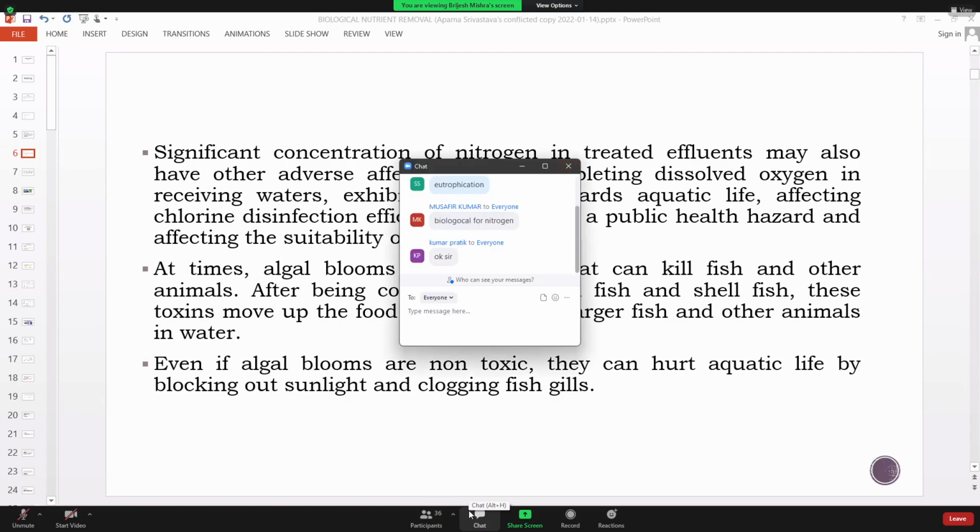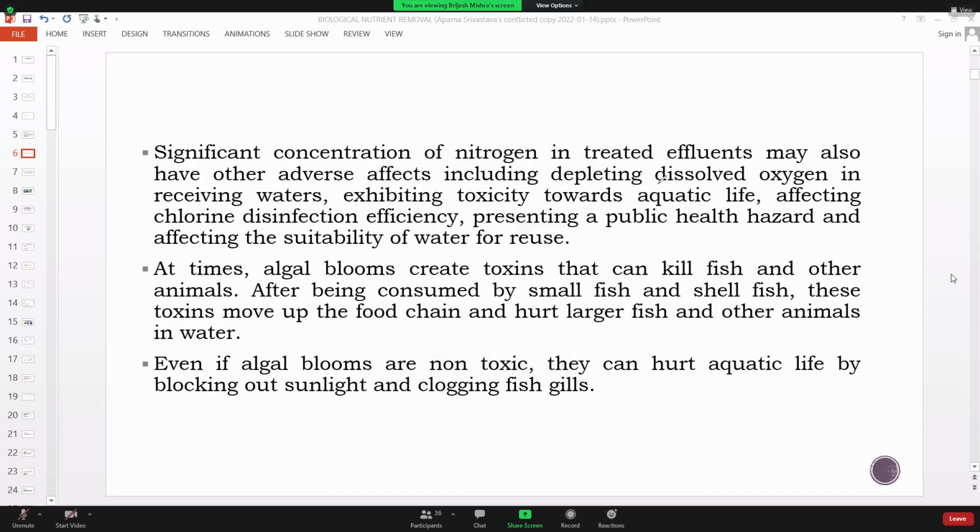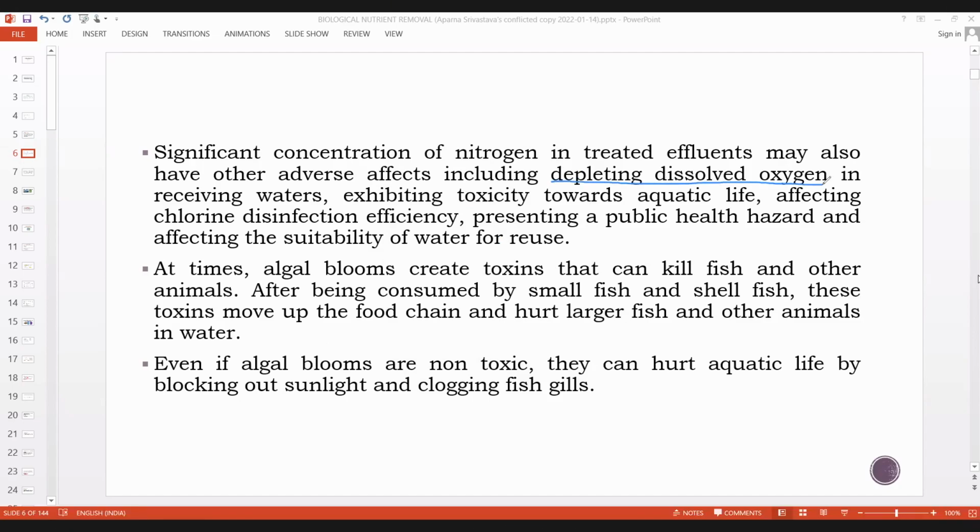So significant concentration of nitrogen in treated effluent may also have an adverse effect. What will happen? Ammonia is going to convert into nitrite, then nitrate, and a huge quantity of oxygen is required, so the DO is going to deplete. Once DO depletes, the aquatic system is going to be damaged. There is toxicity towards aquatic life, and as the nitrate concentration increases, it is going to be toxic.